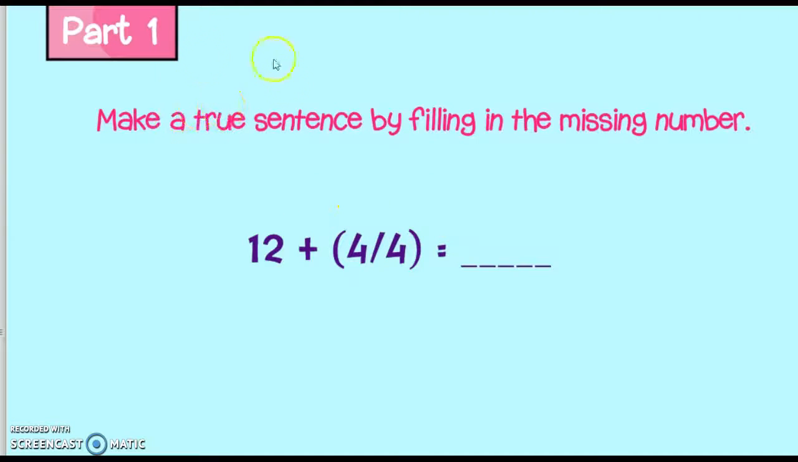Let's try this problem. I want you to make this sentence true by filling in the missing number. So again, think about, do what's in the parentheses first. I know that 4 divided by 4 is 1. So now my problem becomes 12 plus 1. So 13 would be the number I need.